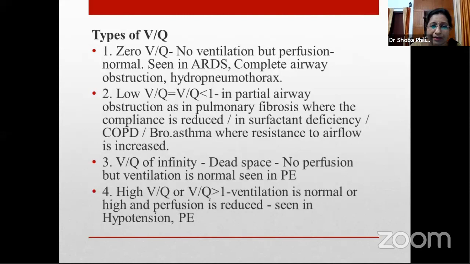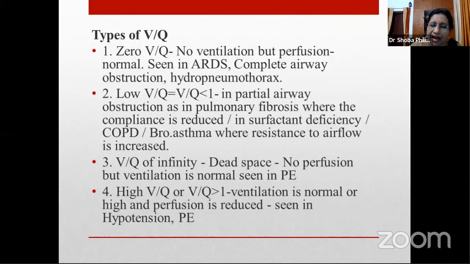What is V/Q of infinity? That is called dead space V/Q. That means there is no perfusion, but ventilation is normal. This is commonly seen in pulmonary embolism or PE, because here there is no perfusion. The artery is blocked, but ventilation is going on. So it is a dead space ventilation.